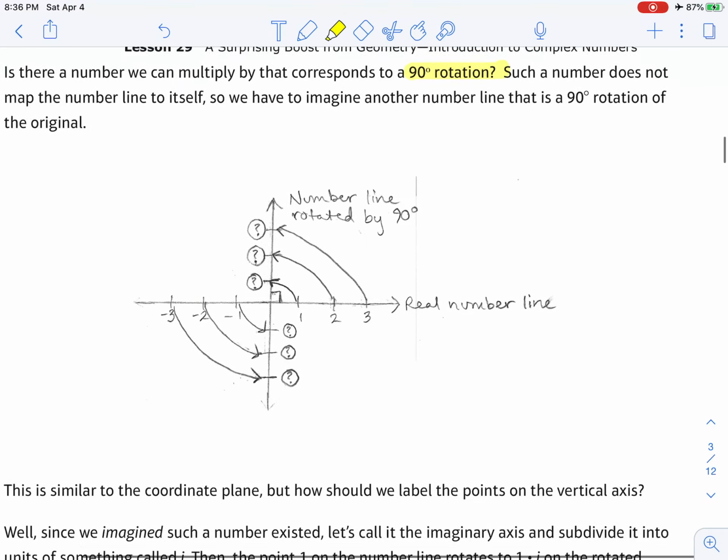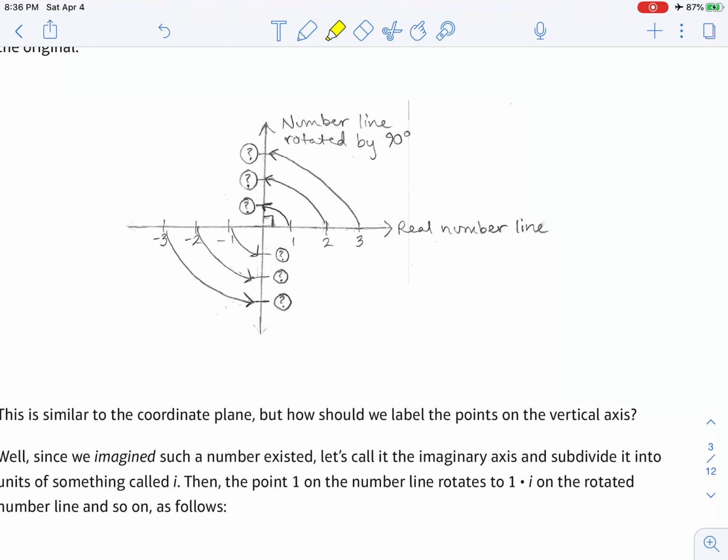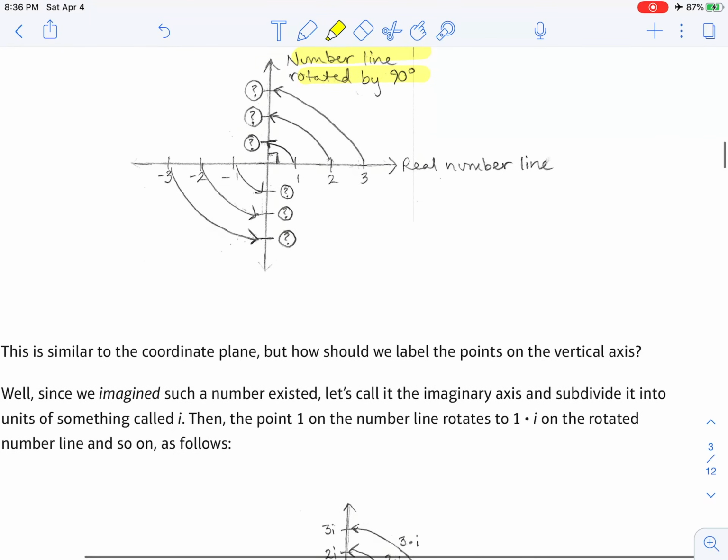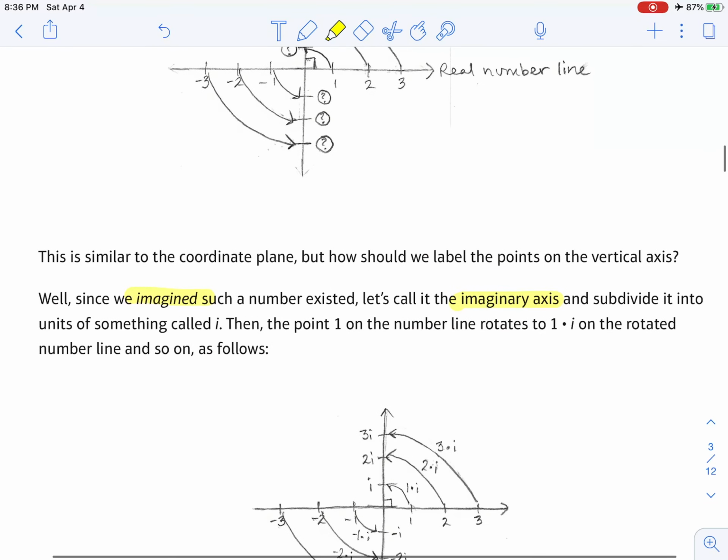And yes, this does look like the coordinate plane that we normally use, but if you notice, we don't have anything on our axis for rotating 90 degrees. We are imagining this. We imagine such numbers existed. Okay? This is going to be called imaginary numbers. So we have an imaginary axis and it's subdivided into units. And we're going to use i for that.